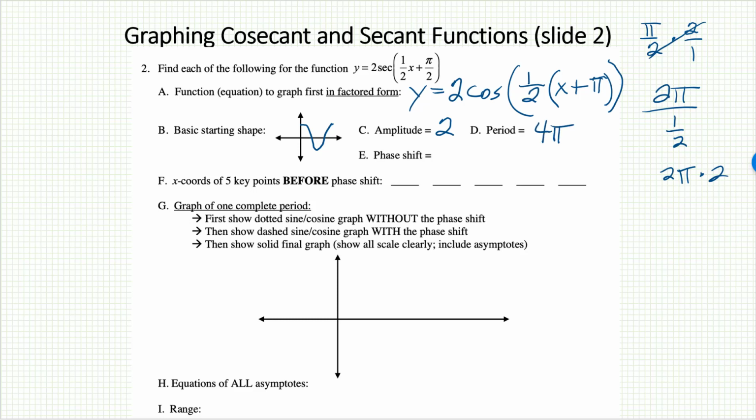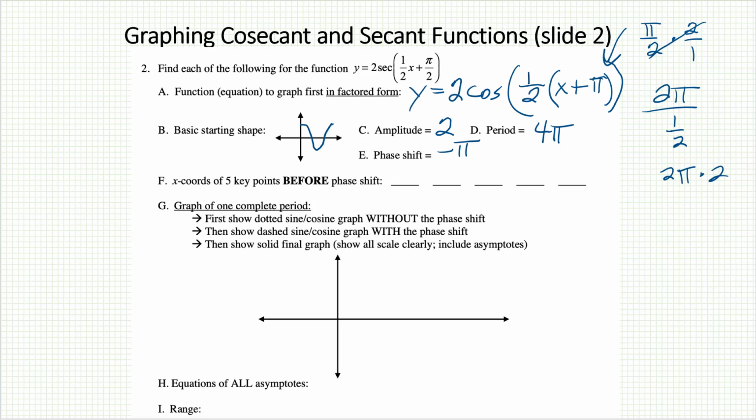We do have a phase shift this time. Remember, the c is the opposite of what you see. I see a pi in there, but obviously that means the phase shift is negative pi, meaning pi to the left. I didn't write down the midline because it didn't change. The midline is just at its normal spot along the x-axis.